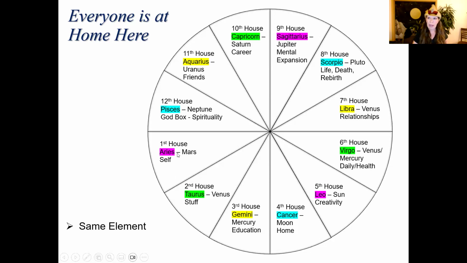And then some people have the Grand Trine, where they actually have a planet in Aries, a planet in Leo, and a planet in Sagittarius. All three planets align to make this triangle, which is like the grand poobah of fire, which means that they really move, they know how to get things done in this world.